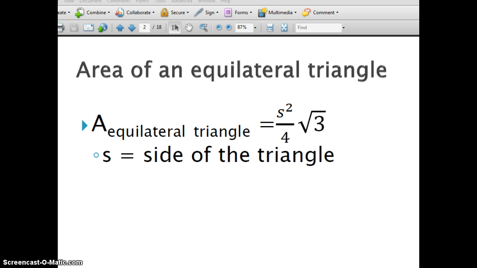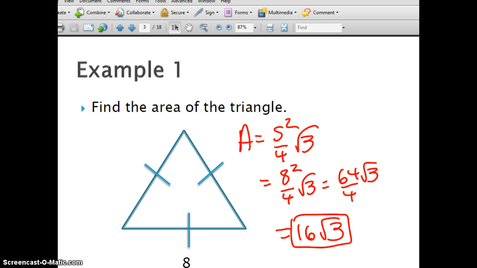So looking at our first example, we have the area of this triangle that's listed out here. This is example number 1. We're going to find the area of the triangle that's equilateral with side 8. So we're going to plug it right into our formula, s squared divided by 4 times the square root of 3. So we'll square 8 and get 64. That's where we get this number right here. Divide that by 4, which will become 16. And our final answer for the area of the triangle is 16 times the square root of 3.